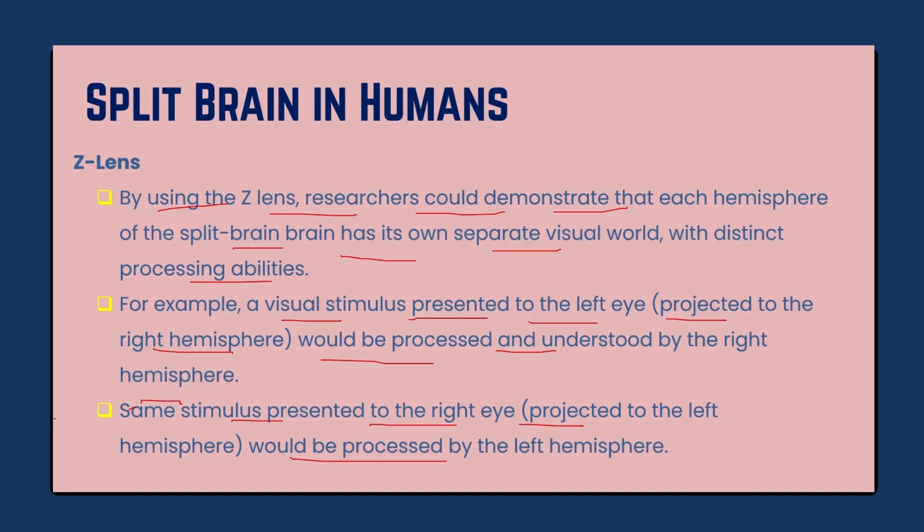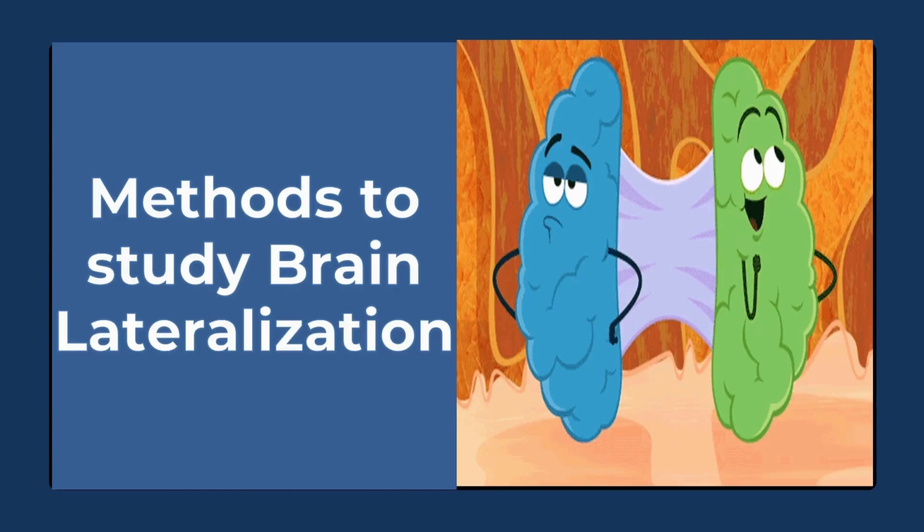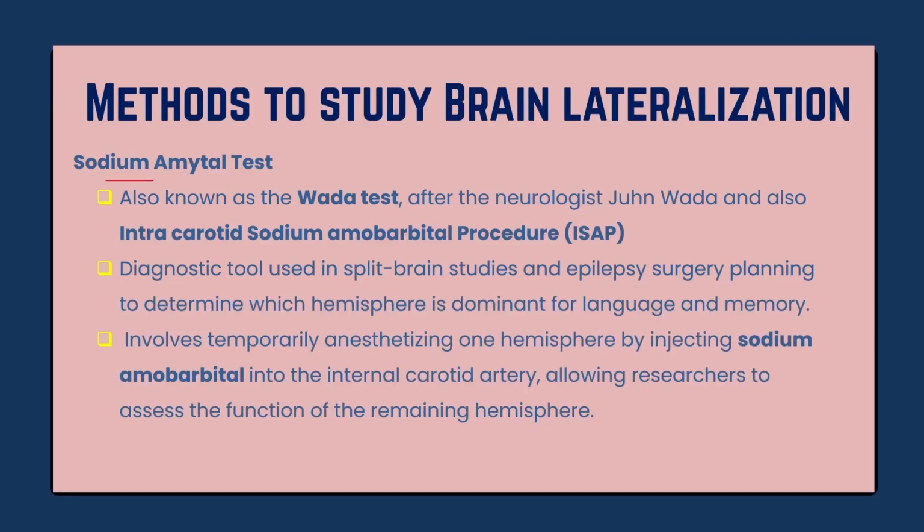So this was all about split brain and studies on split brain, which told us the specialization or dominant functions of each hemisphere of the brain. Let's see what the other methods to study brain lateralization are. First, we have the sodium amytal test. It's also known as the WADA test, after the neurologist Juhn Wada. It's also called the intracarotid sodium amobarbital procedure, or ISAP.